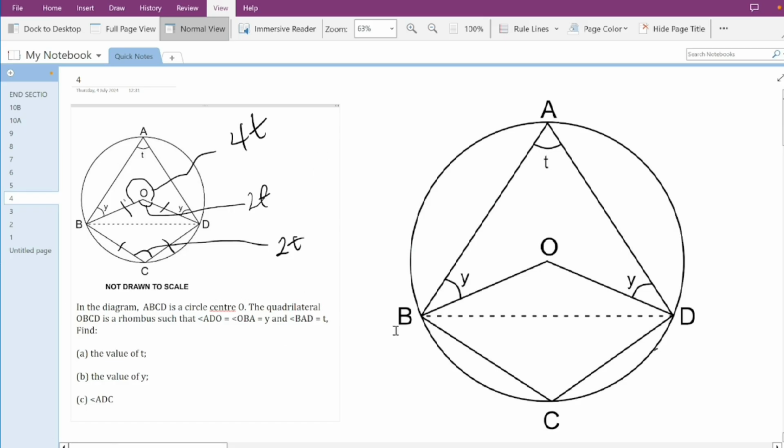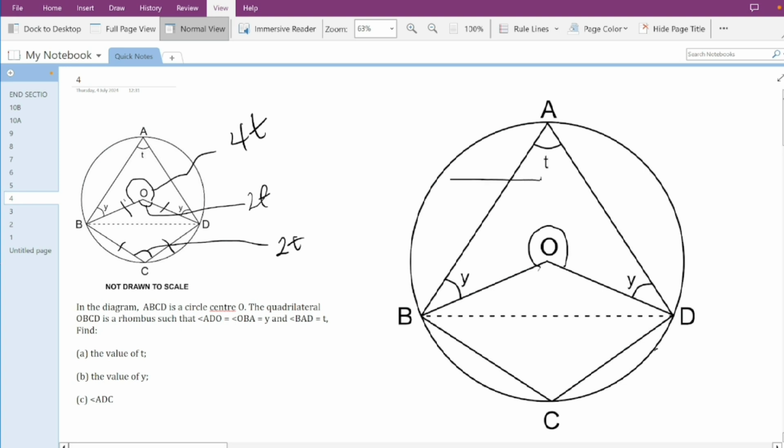A third and final method of finding the value of y, that's for 1b, is to use the shape ABOD. That's a quadrilateral. Look at it. To find y, you know the sum of interior angles of a quadrilateral sums up to 360. So we have the first angle, the second angle, the third angle, and the fourth one is this.